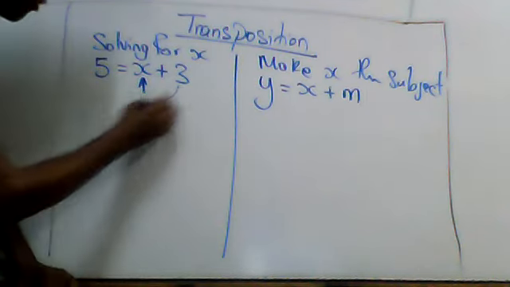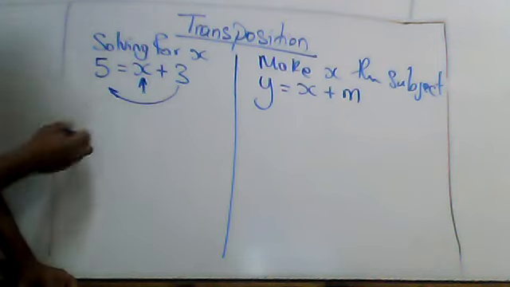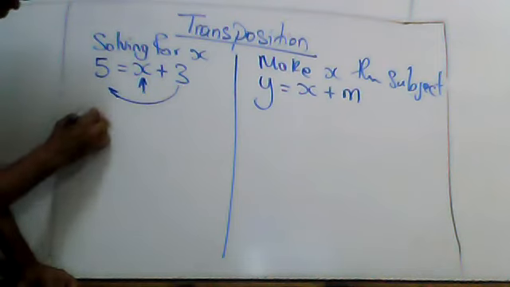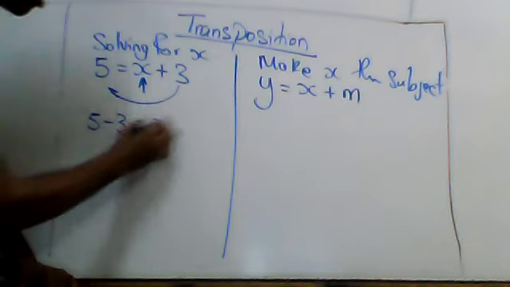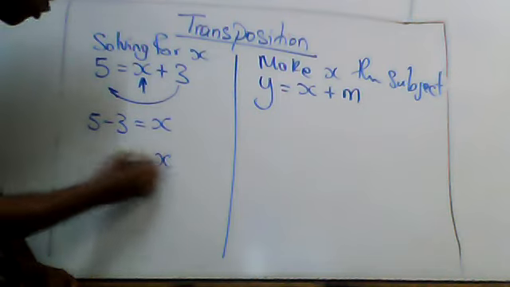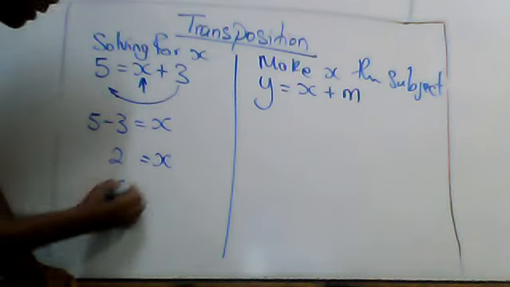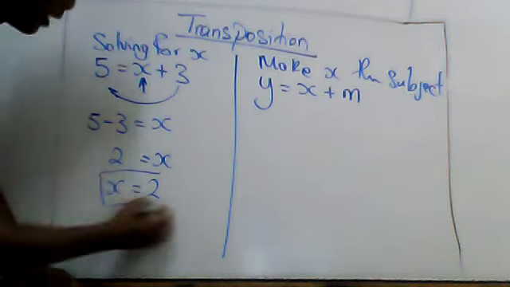So what I'm going to do, I'm going to bring the positive 3 over the equal sign. It's going to turn what? It's going to turn negative. So 5 minus 3 is equal to x. So x would be equal to 2. X is equal to 2 because the subject will be on the left hand side.